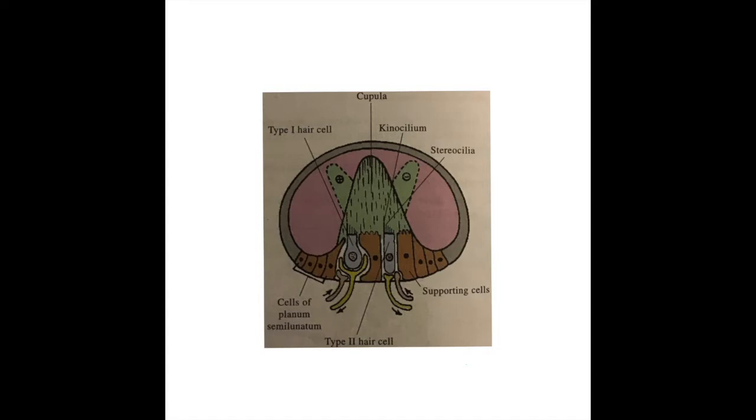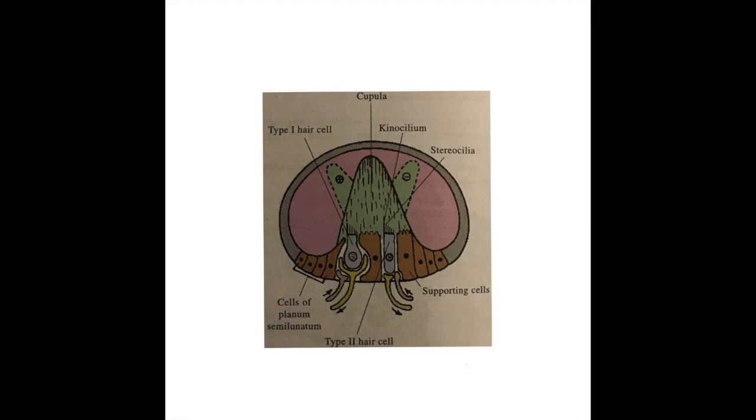Now we'll see about the structure of the crista ampullaris. The epithelial cells of the ampulla consist of the sensory hair cells. Then you have the columnar supporting cells covered by a cone-shaped gelatinous mass, the cupula, into which the stereocilia and the kinocilia of the hair cells project.